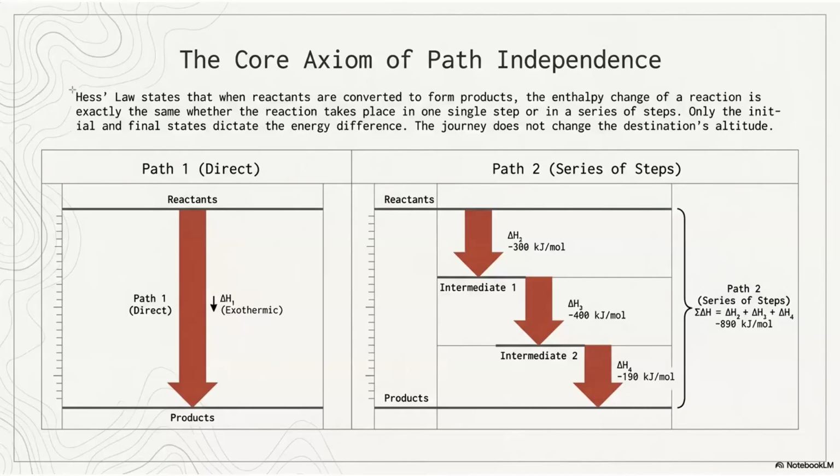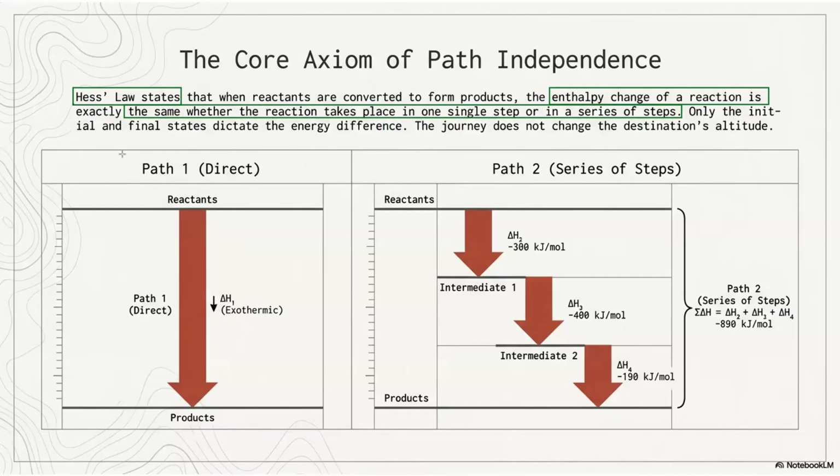All right. So what is actually the main principle of Hess's Law? Hess's Law states that when the reactants are converted to form products, the enthalpy change of a reaction is the same, whether the reaction takes one single step or a series of steps. All right. So what does it try to say in here?